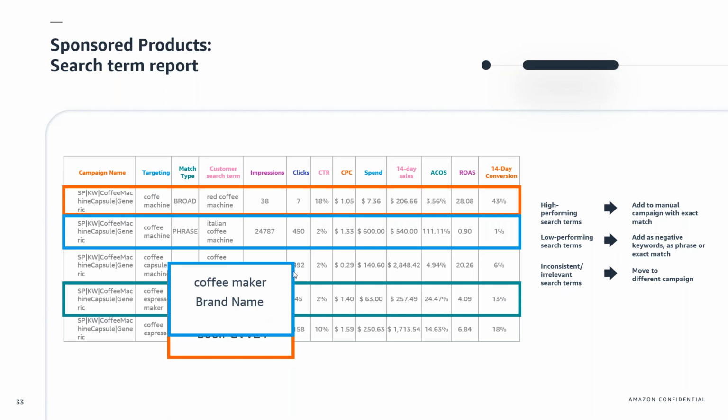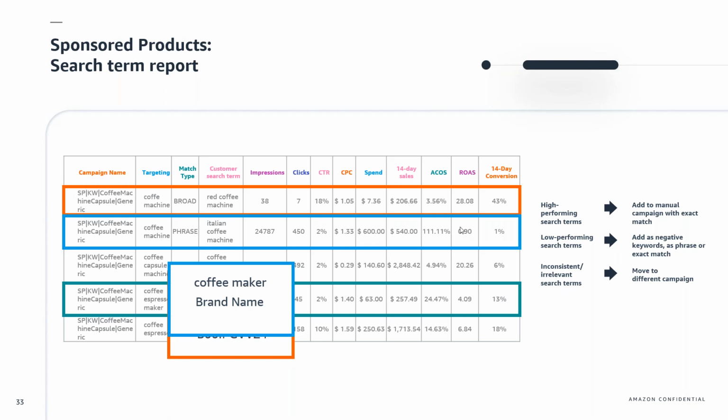So let's say they're high performing search terms, which is, let's say over here, with a good click-through rate, good sales, lower ACOS, and high conversion. These are the high performing search terms. Then please put them into a manual campaign using exact match. These are the quick tips.